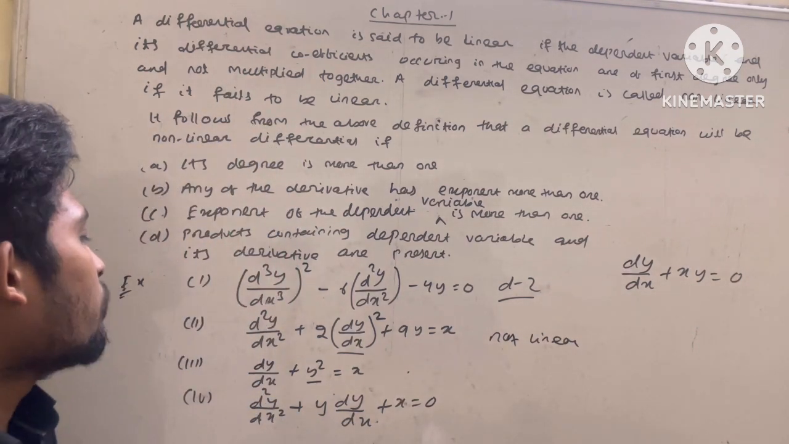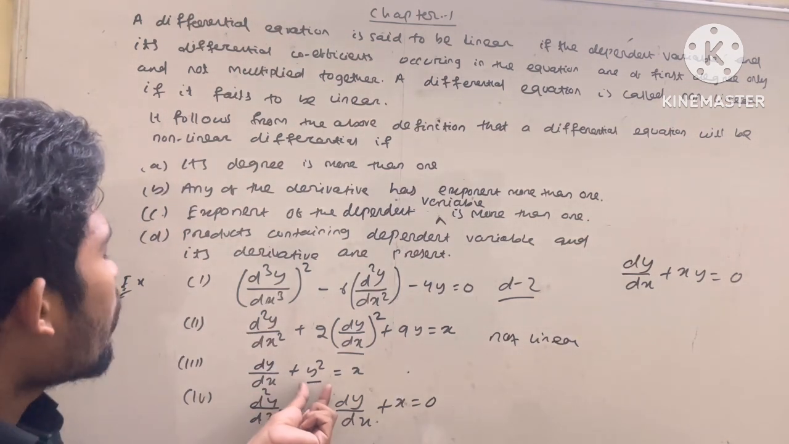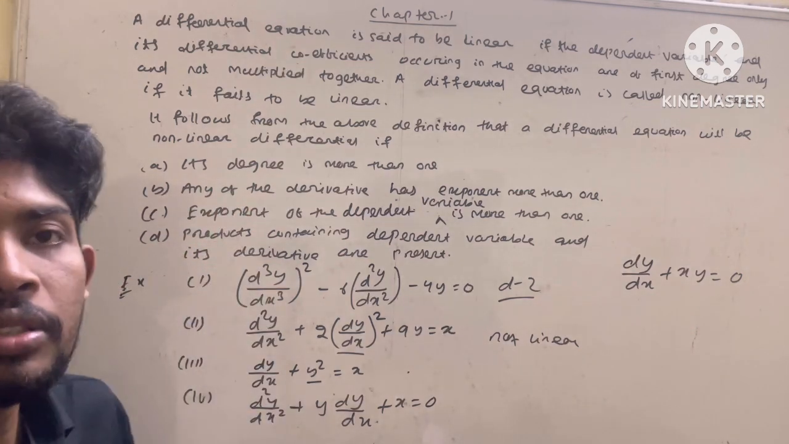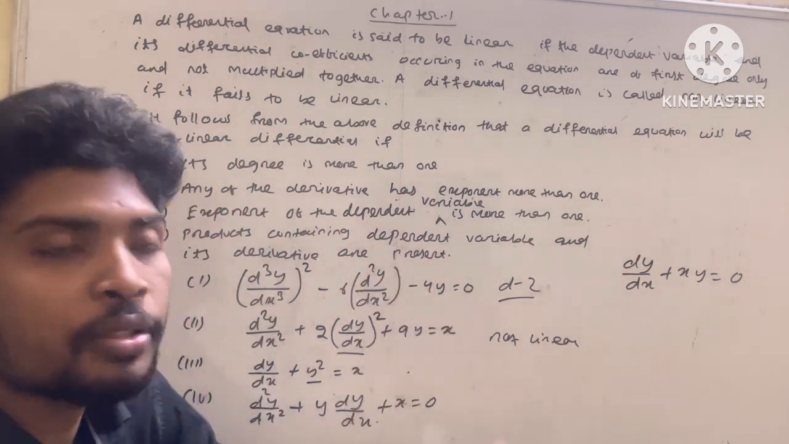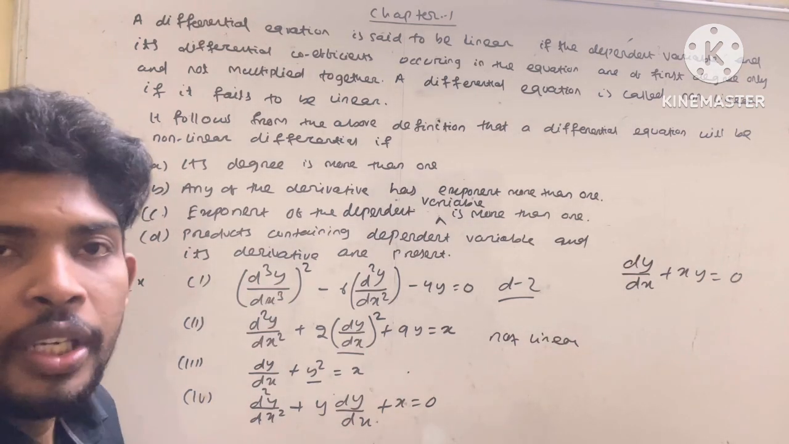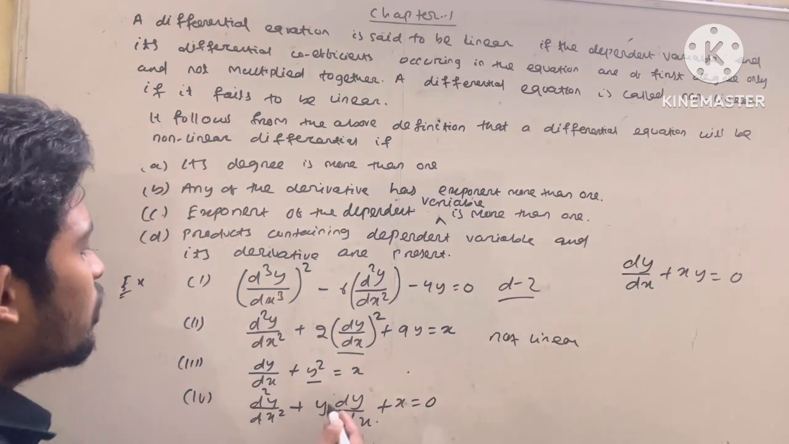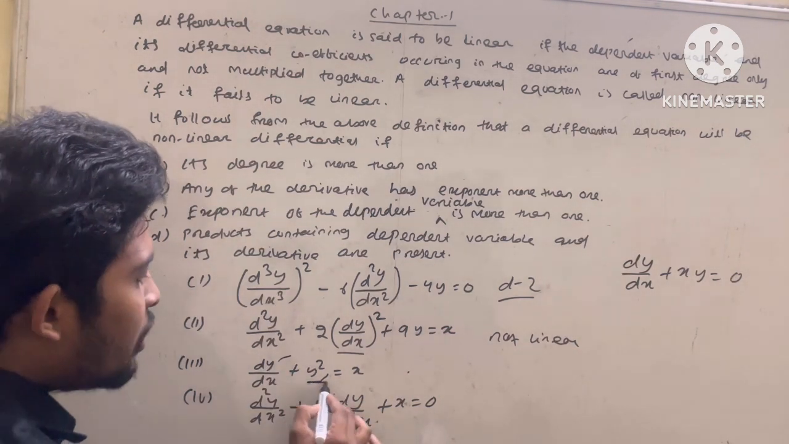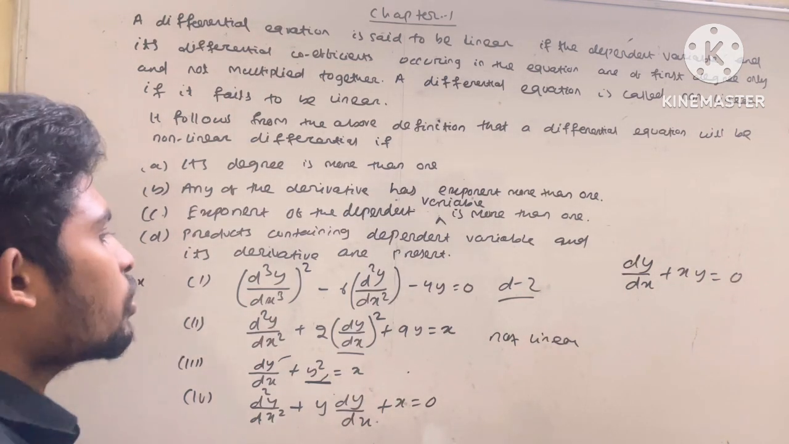Look at the third example, dy by dx plus y square is equal to x. So here, y square. Look at the first and second conditions, we are satisfied. And look at the third condition: the exponent of the dependent variable is more than 1. Here y is the dependent variable and its exponent is 2. So that's why it is non-linear.